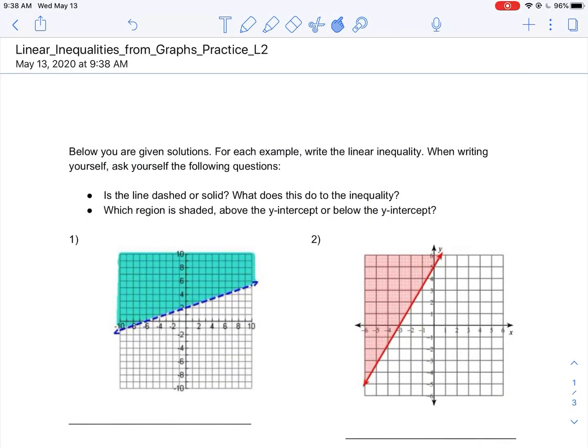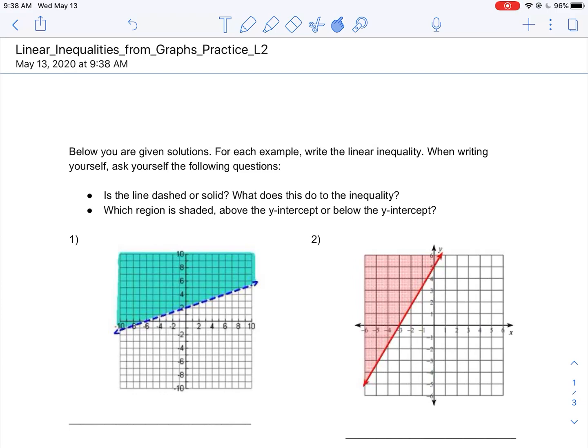All right, so we've been graphing systems of linear inequalities, but now we're going to be taking a step to be able to look at these graphs and write the inequality from it. So we're just starting, before we jump into systems, we're going to start with just linear inequalities. I'm going to do 4 examples with you, and you're going to try the last 2 on your own today.